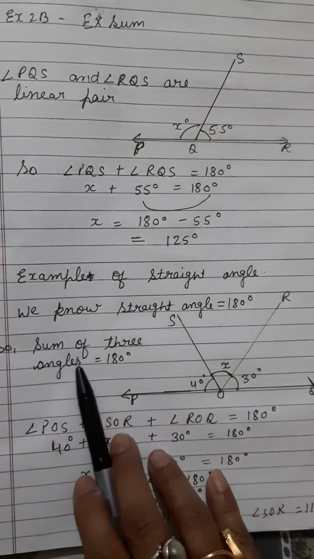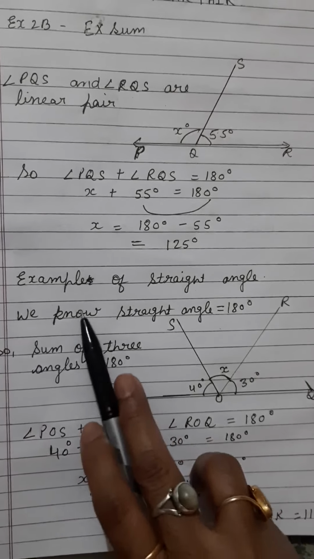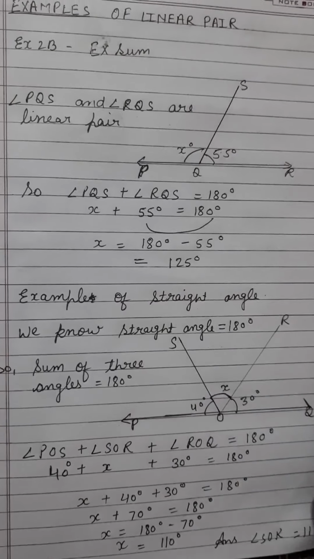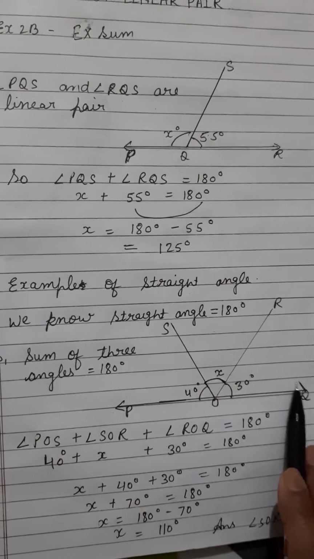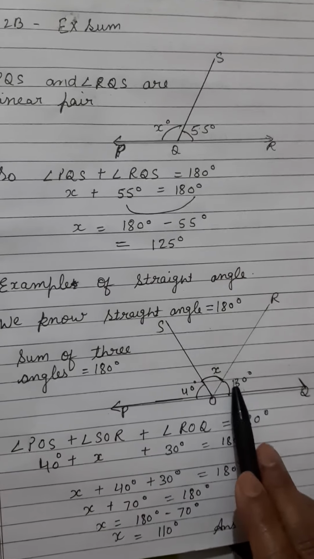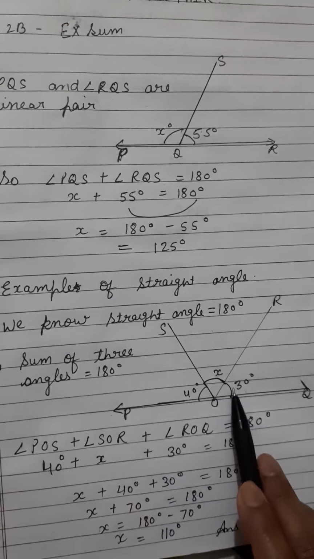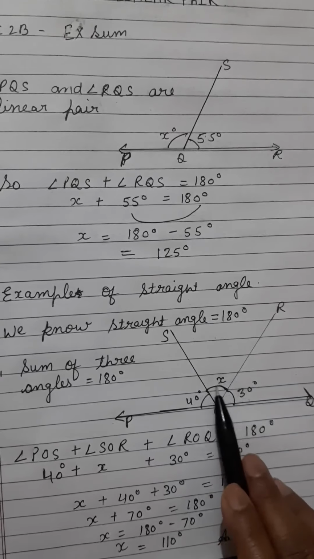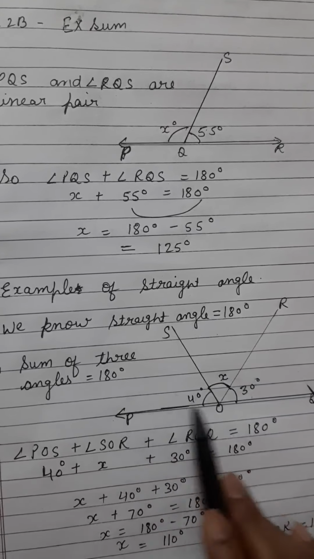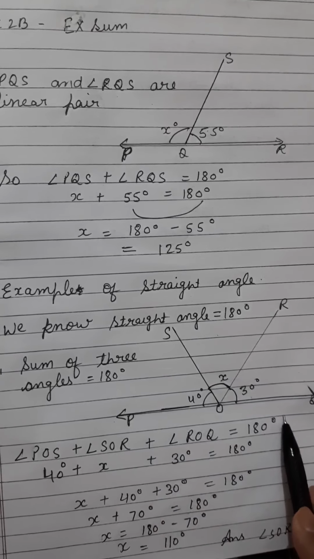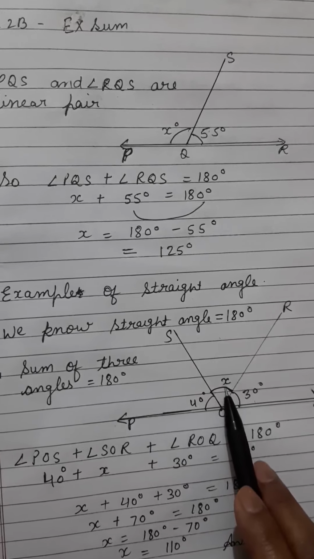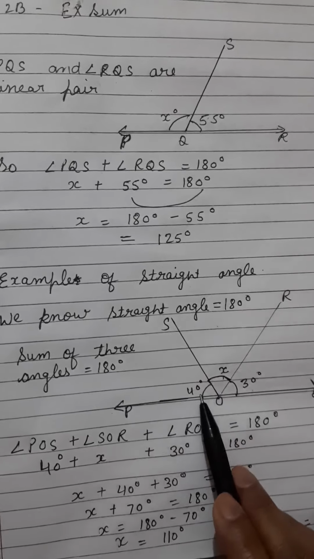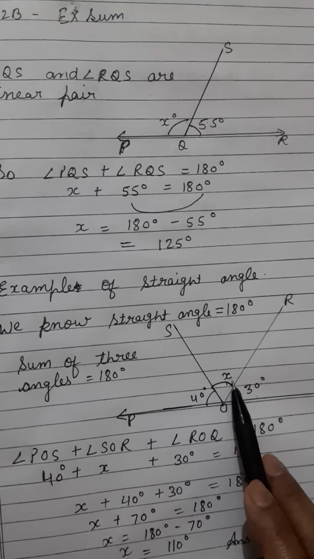Now the next example, you will think that there are two lines, no common arm. Yes, but they are straight angles. And you know that the sum of the three angles on a straight line is 180 degrees. Here you have to find one unknown angle x. So what you will do, you will add these two angles and you will find the value of x.